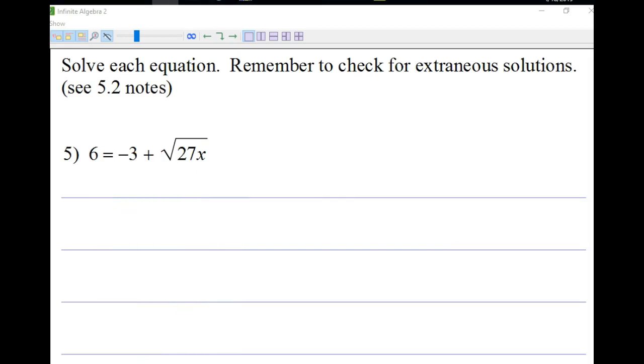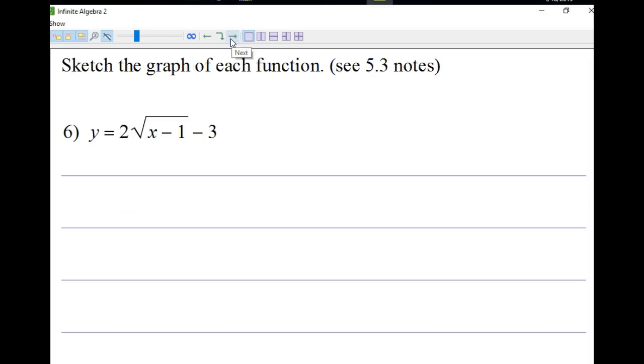All right, moving along. Here's another one. More of the same thing, really. I want to get the square root by itself, so I'm going to add. Oh, wait, what is it asking for? Oh, it's not asking us to solve. It's actually asking us to graph, so that's a whole other deal. Okay. Fair enough, fair enough.